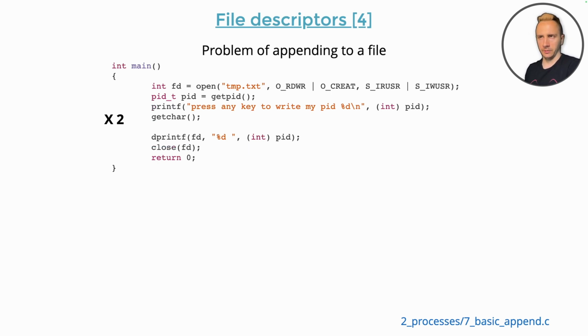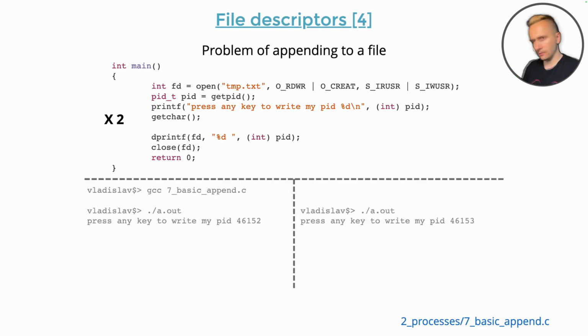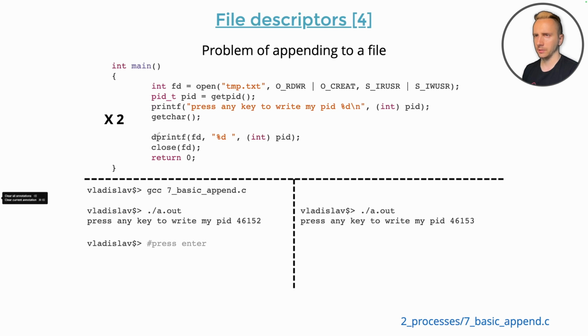What do you think will happen when I run this program 2 times? So here I started it 2 times. They are both waiting for me to enter something. They have different PIDs. I pressed enter in one of them, and it wrote the PID. Then I pressed enter in another one, and it also wrote the PID.